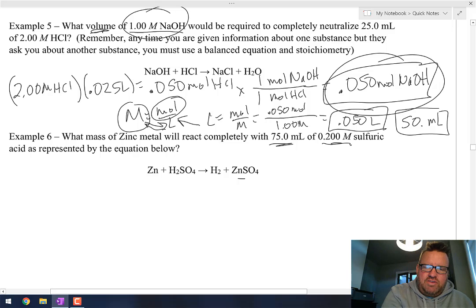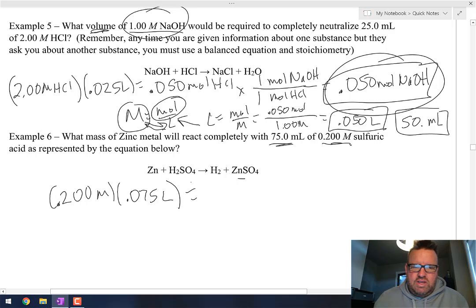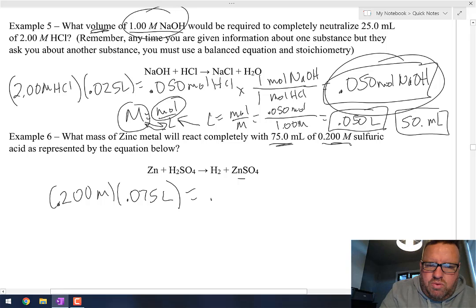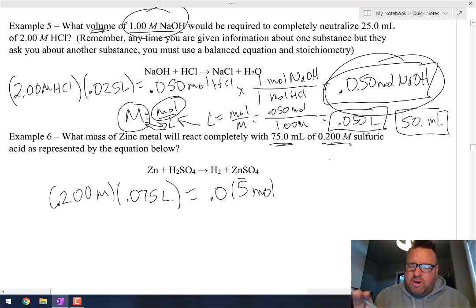So again, we've got 0.2 molar sulfuric acid, and we've got a volume of 75. So I see the concentration, I see the volume, and so the first thing I'm always going to do is convert that to moles. So 0.200 times 0.075 equals 0.015 moles. And that's moles of what? That's the really important part there. It's really easy to get confused, so make sure you write that down. Again, you're not going to get marked off for it, but this is moles of H2SO4.